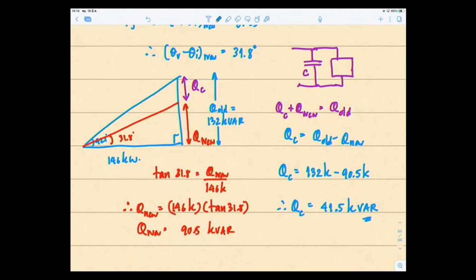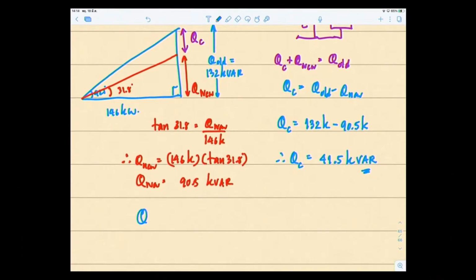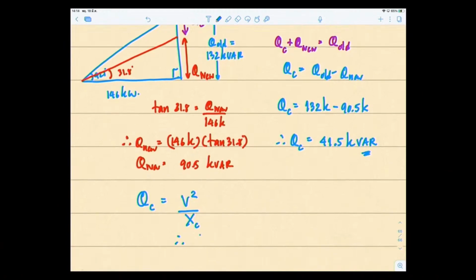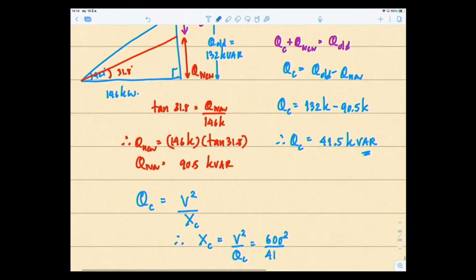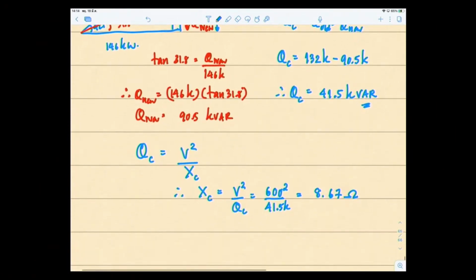From here, the formula for QC is equal to V squared over XC. Your XC is a reactance value. So I can find my XC equal to V squared over QC. V was 100 squared from the problem, and QC is 41.5 k. So you get 8.67 ohms. So your reactance for the capacitor is 8.67 ohms.